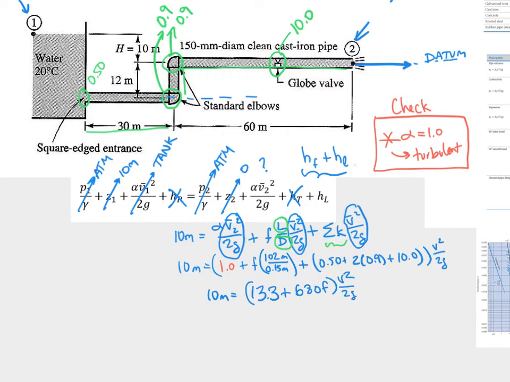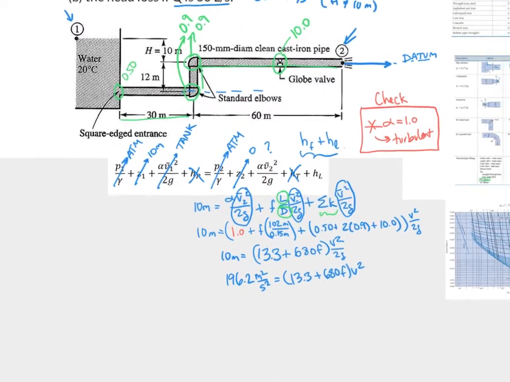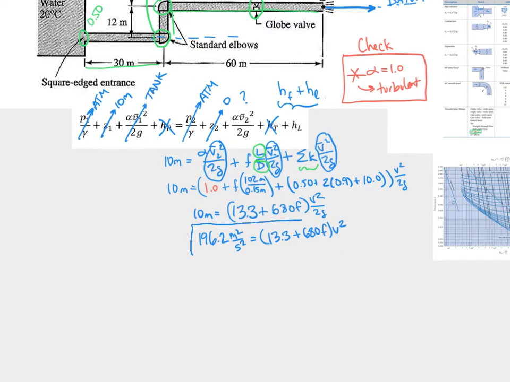Now, as we've worked these before, these problems just get dicey, right? So I'm going to go one more step and say 196.2 meters squared over second squared equals 13.3 plus 680 F times V squared. It's an ugly equation, but this is kind of where I want to back up and start thinking about the types, right? So I need an F.